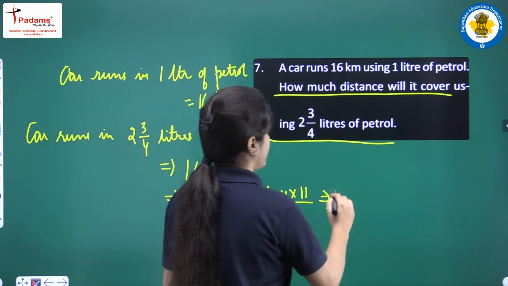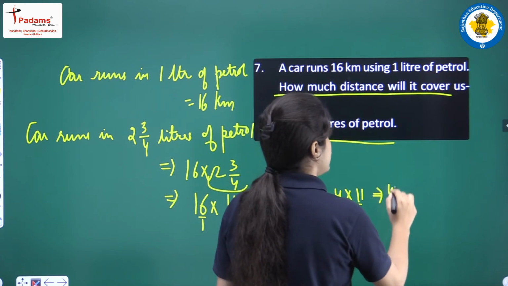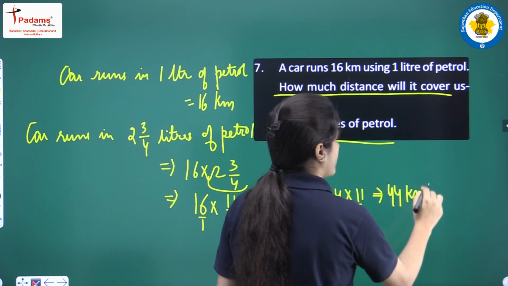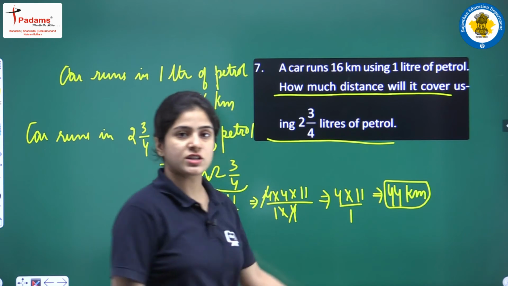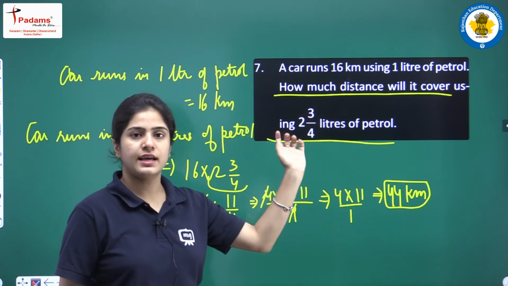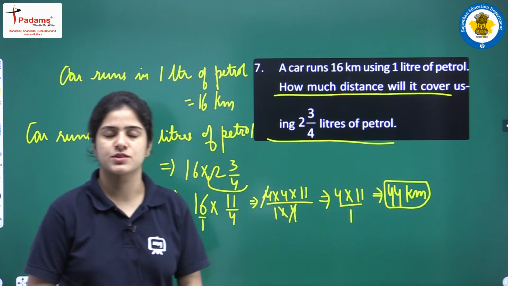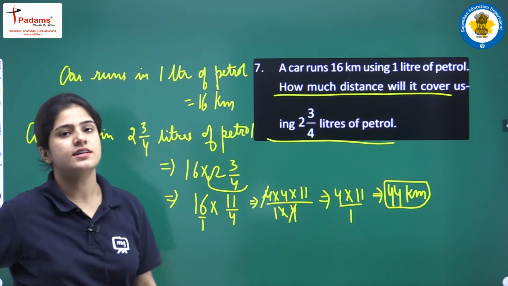So, it is 4 into 11 upon 1. So, this is 44 kilometers, alright students. So, this is 44 kilometers, okay. So, how much distance will the car travel in 3 upon 4 liters of petrol? By 44 kilometers, alright students. So, this is your 7th part.